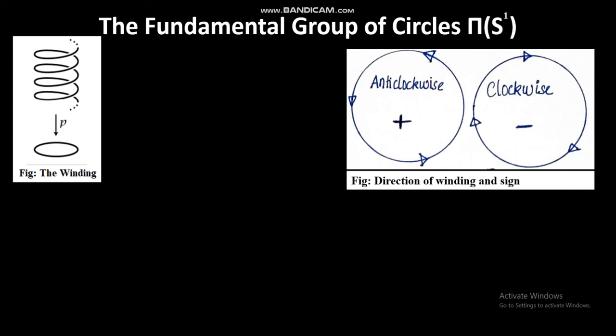Homotopy is an equivalence relation, so each homotopy class comprises all loops that bind around the circle. The direction of binding determines the sign of the loop. Look at the figure for direction of binding and sign. Anti-clockwise direction will have positive sign and the clockwise direction will have negative sign.